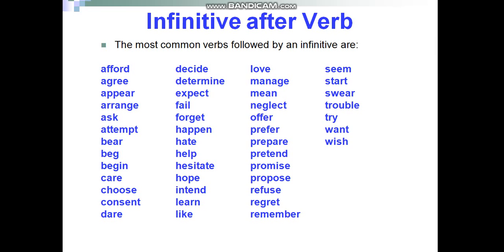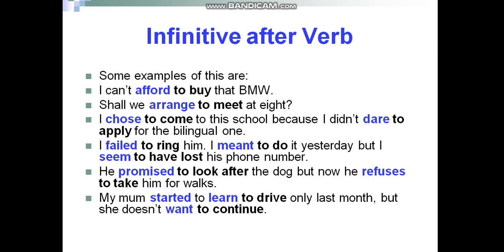Some verbs are followed by the infinitive. The most common verbs followed by an infinitive are afford to, mean to, agree to, appear to, arrange to, attempt to, dare to, like to, fail to, forget to, prefer to, prepare, pretend, promise, refuse, remember, seem, start, and so on. Want, wish, try to. We have an infinitive after a verb.